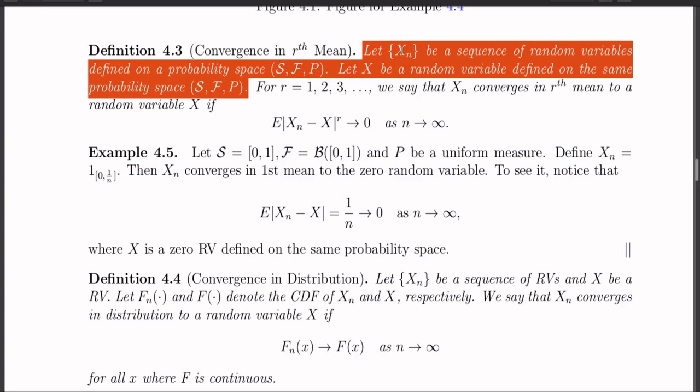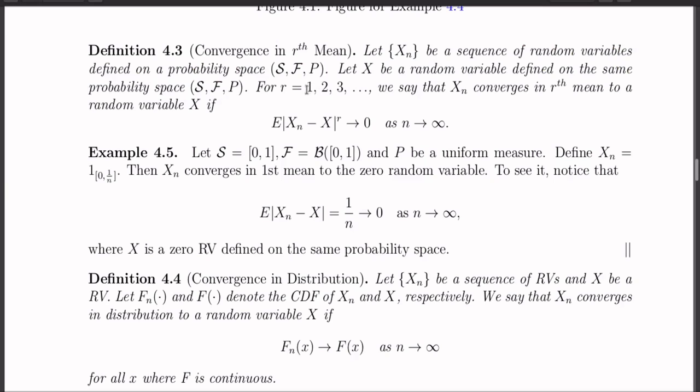So the sequence Xn is defined on the probability space (S, F, P), and X is also defined on (S, F, P). Now, for any R in the set of natural numbers, we say that Xn converges in Rth mean to the random variable X if the absolute Rth moment of Xn minus X converges to 0 as n goes to infinity. So I have to find the expectation of mod of Xn minus X, whole to the power R.